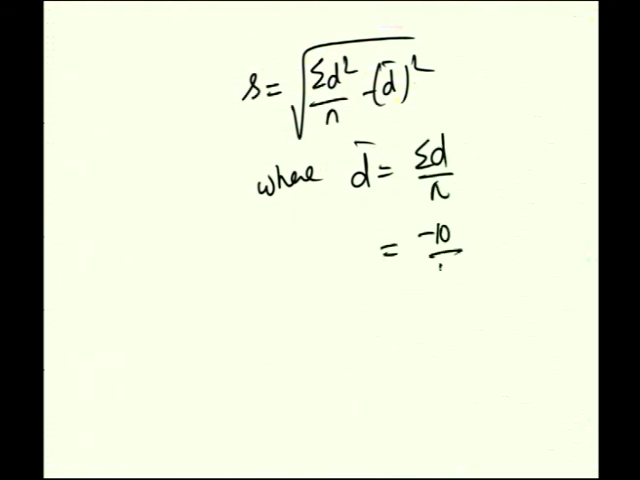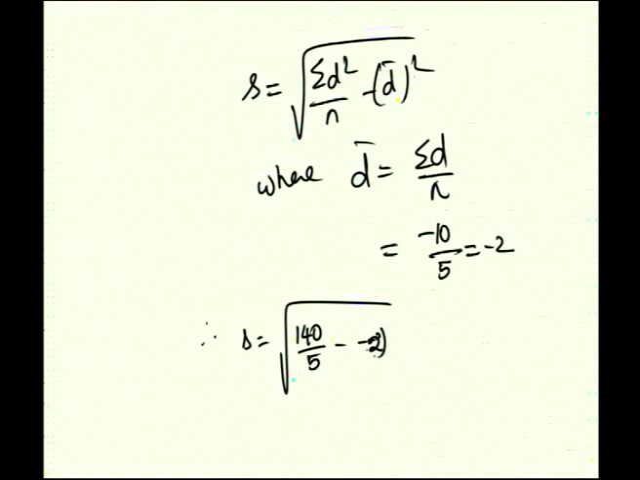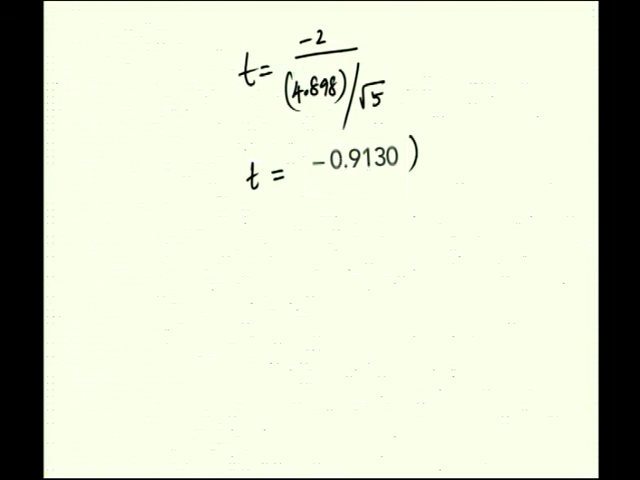Summation d is minus 10, so divided by 5 is minus 2. Therefore, s is equal to root of summation d square, 140 divided by 5, minus 2 whole square, is equal to root of 24, equal to 4.898. Then the t value will be d bar, minus 2, and s value 4.898 divided by root of 5. So, minus 2 into root 5 gives the ultimate t value as minus 0.9130. So, now we have come to the conclusion step, the comparison step.